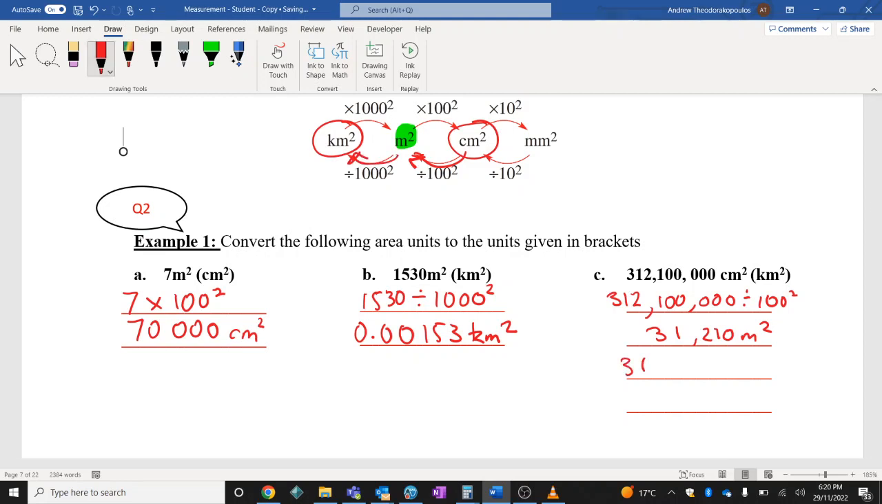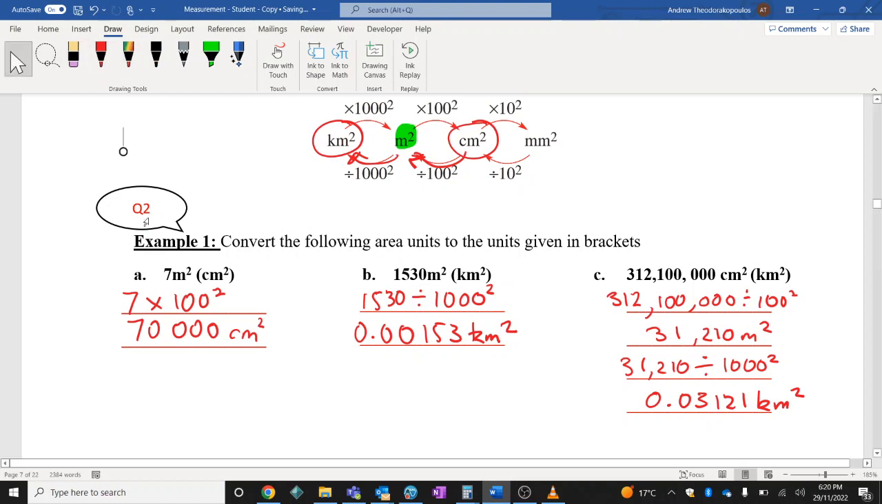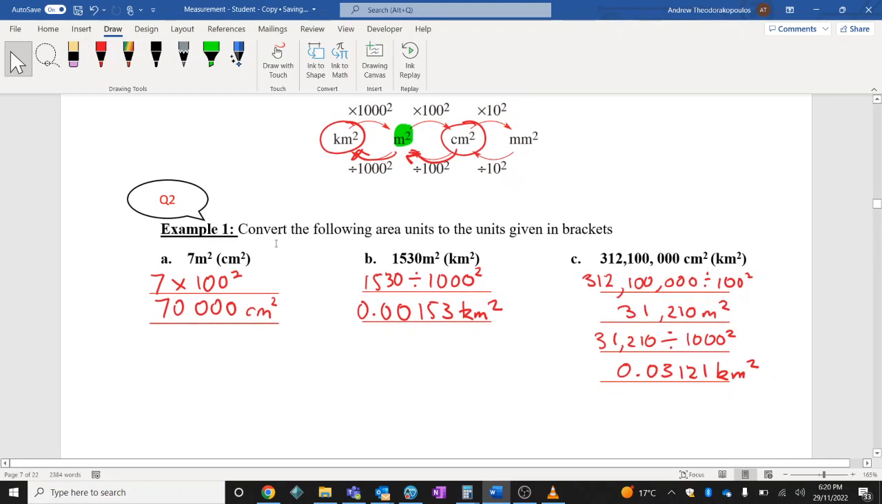So 31,210 divided by 1,000 squared. And that should give me an answer of 0.03121 kilometers squared. Cool. That should relate to question 2, I believe.